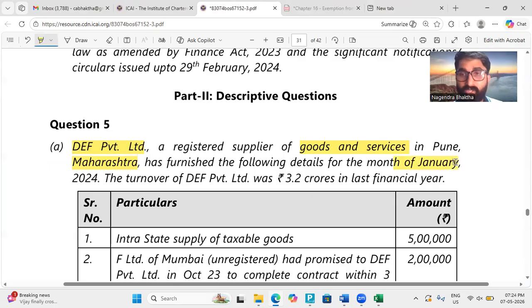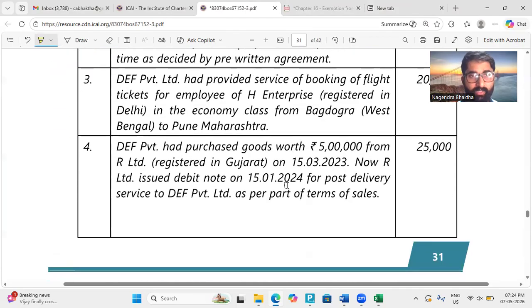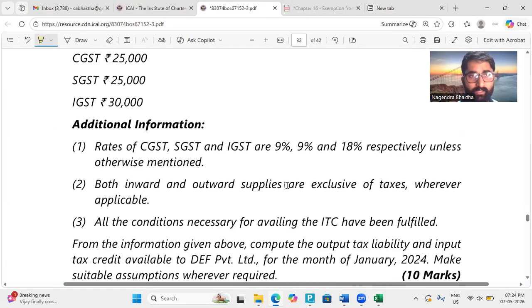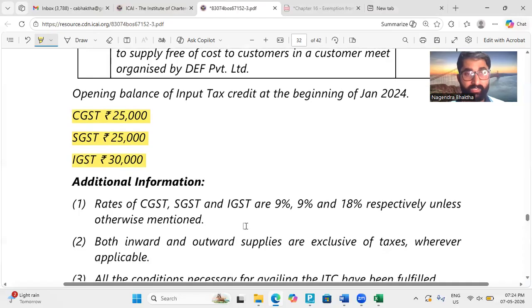This is for the month of January 2024. Remember why January is important for the purpose of ITC. Once you read the first three lines, we will see what is the opening balance of input tax credit at the beginning. See why this is important. While calculating the input tax credit, please make sure that you put the opening balance, otherwise the answer will be wrong. And look at the arrangement also. Don't put IGST in CGST balance, or CGST in IGST balance. Don't make that blunder.